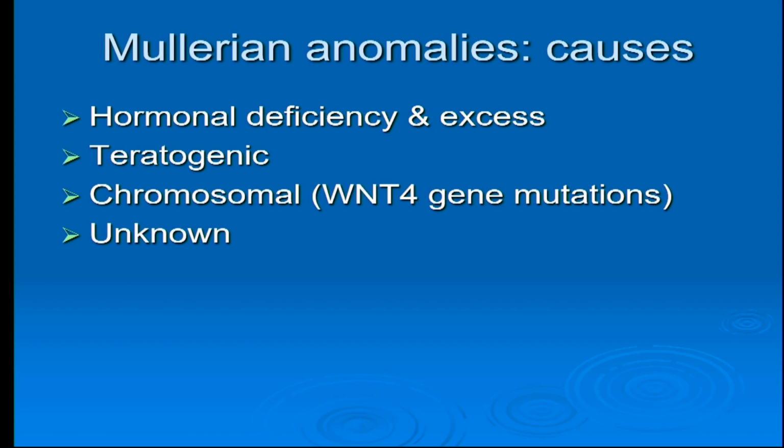So coming to abnormalities of the development, these are called Müllerian anomalies. There is a wide spectrum of these anomalies, from normal variants to the extreme atresia and total aplasia. The causes are hormonal deficiency and excess, sometimes teratogenic causes, and chromosomal causes, the well known one being WNT4 mutation. In most cases we don't know the cause; they are accidental.